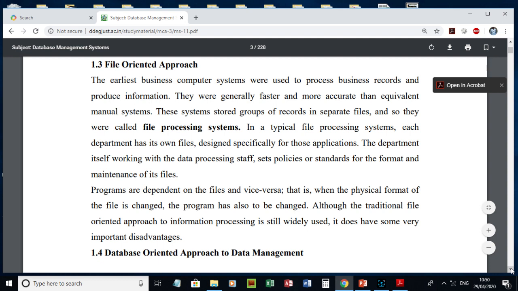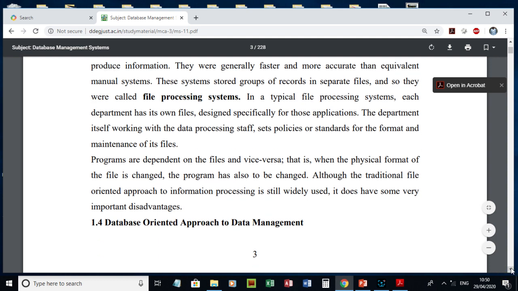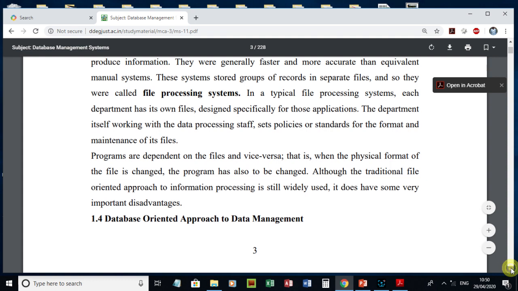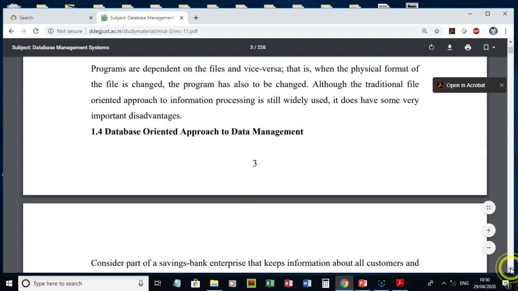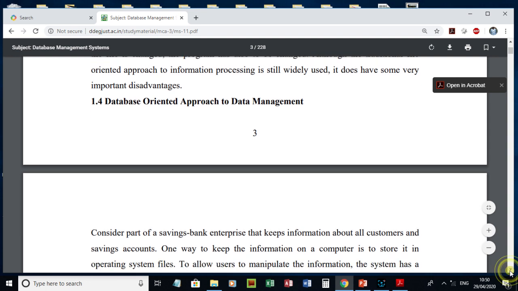Right. So we move on. We go on to the database-oriented approach. Database-oriented approach to data management. So let's see how it works also here. Okay, database management, so 1.4. Right. So the database management approach.